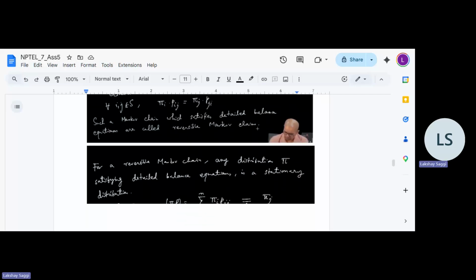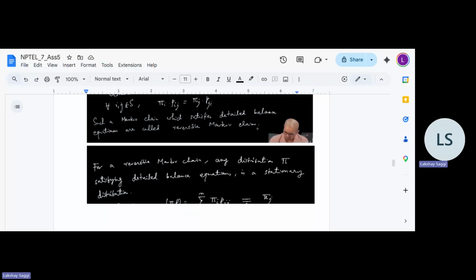Yeah, and it's not too hard to see why. Actually, one can go the other way around. If we are given a reversible Markov chain, then any distribution pi that satisfies the detailed balance equation will indeed be a stationary distribution.